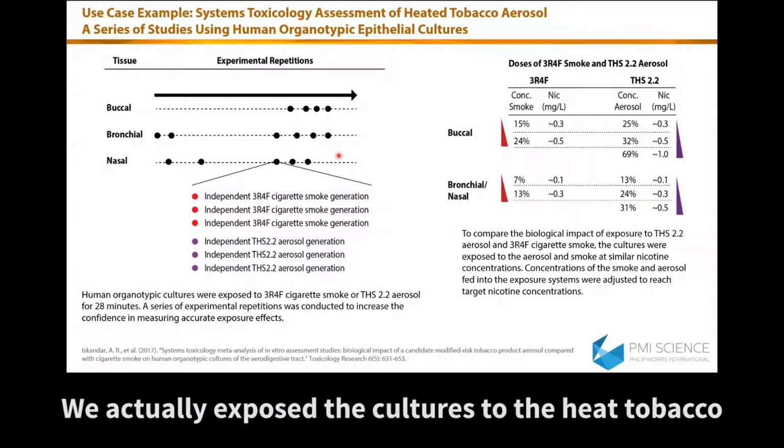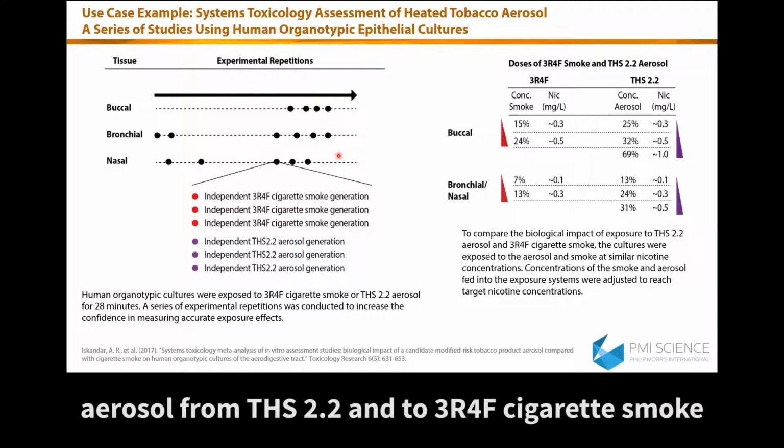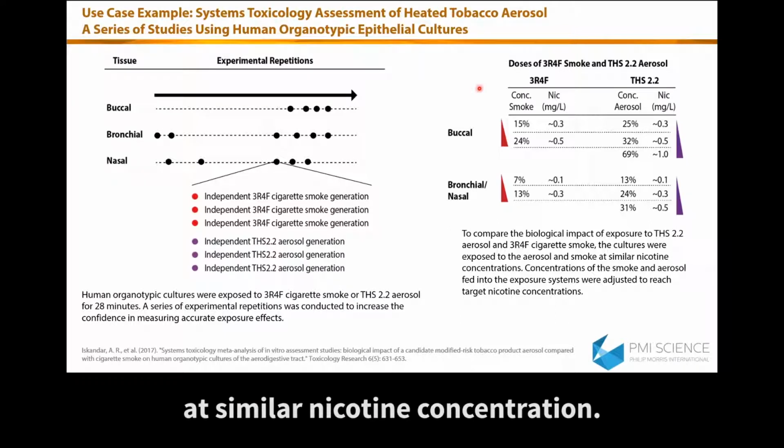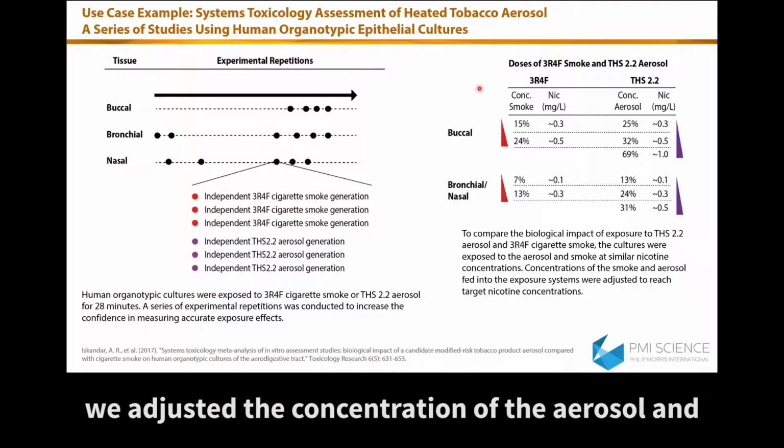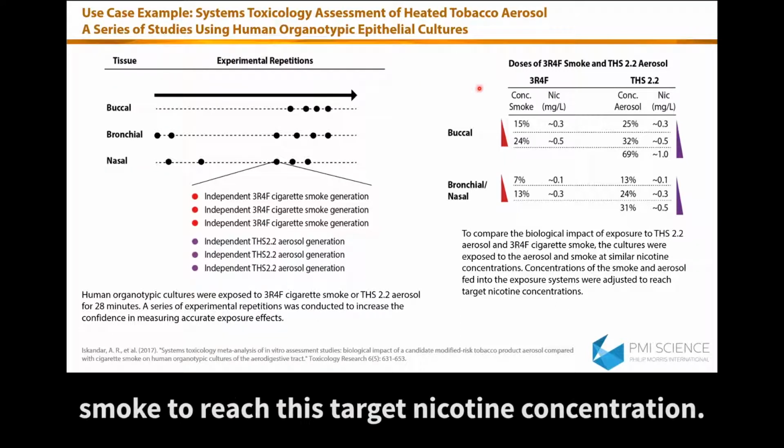We exposed the cultures to the heat-not-burn aerosol from THS 2.2 and to 3R4F cigarette smoke at similar nicotine concentrations. Using the VITROCELL 24/48 exposure system, we adjusted the concentration of the aerosol and smoke to reach this target nicotine concentration.